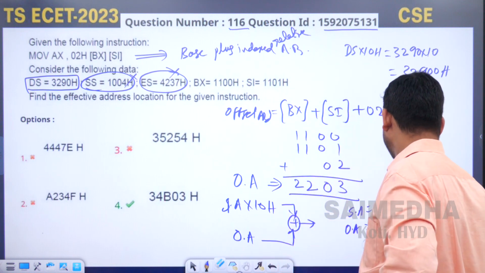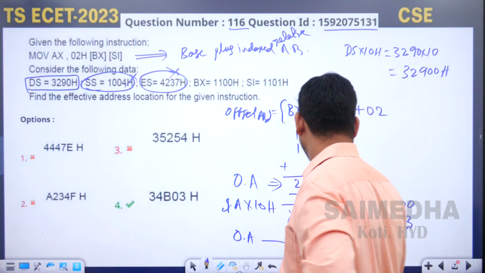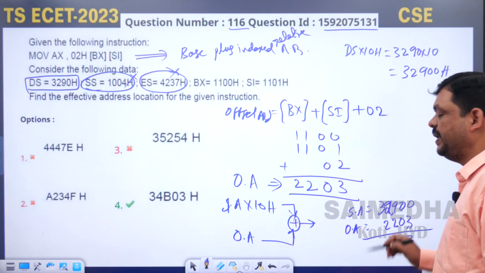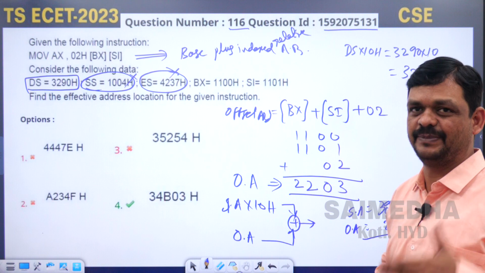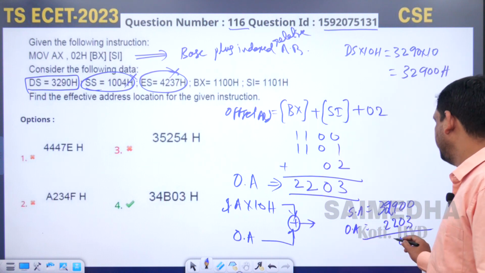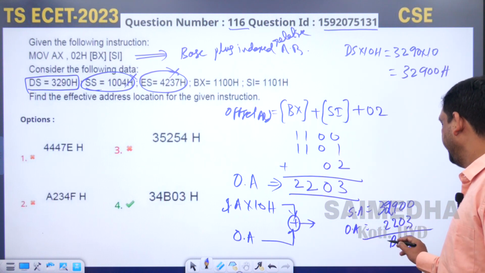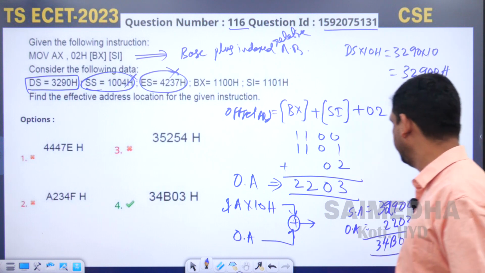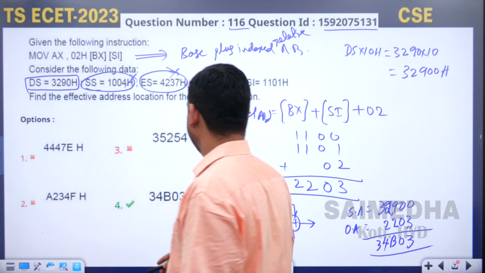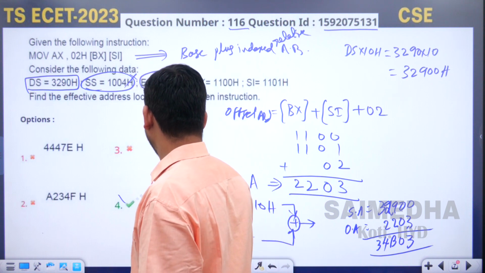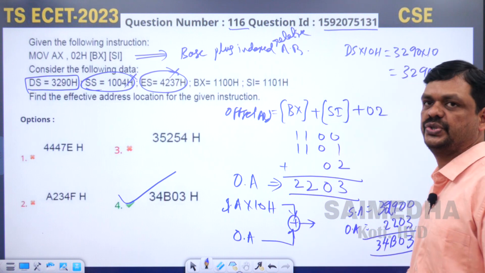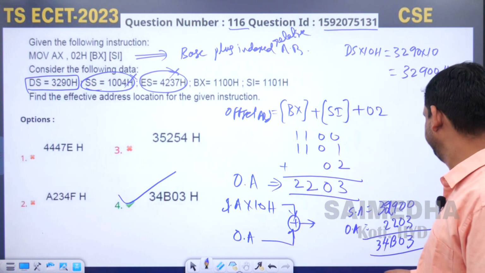Just see here, we just have to add these two now. After addition, this is 3, this is 0. See, 9 plus 2 is 11 in decimal, but in hexadecimal this value is B. And 2 plus 2 is 4, and this one is 3. So now we can select directly 34B03. This one is the correct answer according to the given question. Please take this.